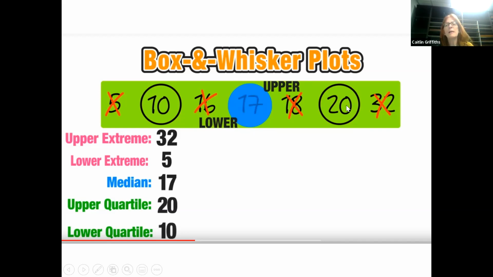So the upper numbers after 17, you're finding the median. And you're calling that the upper quartile, and the lower median is 10. So you have those 5 numbers, and they are all you need to create this box and whisker plot.